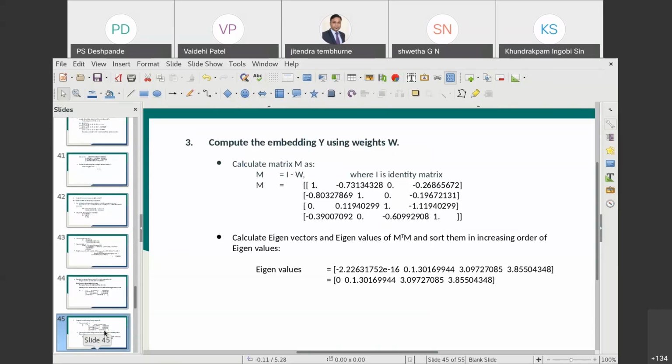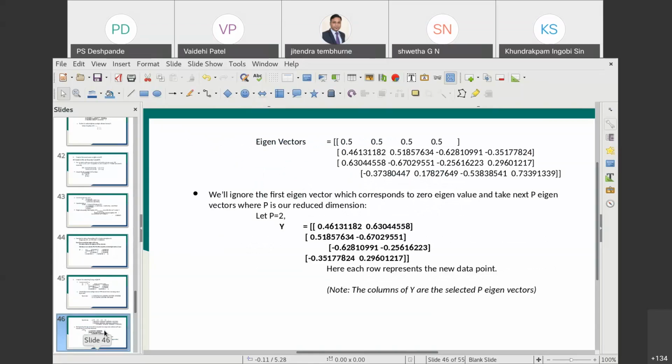And then you calculate the M matrix, that is I minus W, where I is the identity matrix. And then you calculate the eigenvectors of this M matrix, and you choose the eigenvectors having the lower eigenvalues. Of course, the first eigenvector we ignore, and we take the other eigenvectors. So if you decide that we want to map it into 2 dimensions, then we ignore the first eigenvector and choose the next 2 eigenvectors. So that is the representation in lower dimensions.